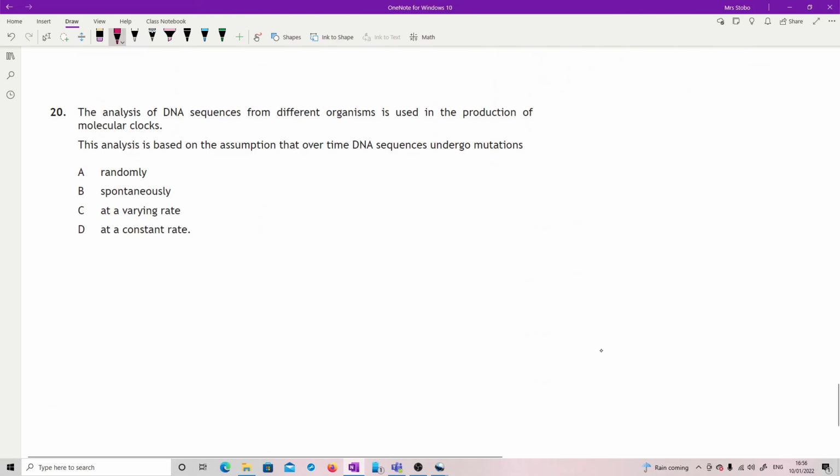Question 20. The analysis of DNA sequences from different organisms is used in the production of molecular clocks. This analysis is based on the assumption that over time DNA sequences undergo mutations at a constant rate. It is still assumed that they will be random, that they are spontaneous, but the whole point is that it's the constant rate. And if it was a varying rate, it could hardly be a clock. The tick would not work.